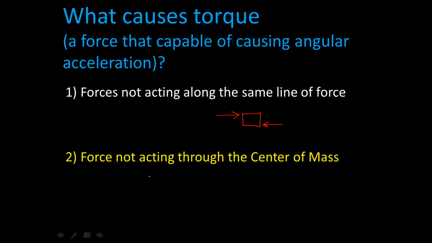The other is that we have a force not acting through the center of mass. Again, let me take a box here, and I'll mark the center of mass right here. Up until now, we've always assumed that our force is applied through the center of mass, so there's no rotation. Now we're going to start looking at, what if I were to apply my force here? That line of force does not pass through the center of mass. Those are our two conditions where we'll have a torque or a force that's capable of causing an angular acceleration.